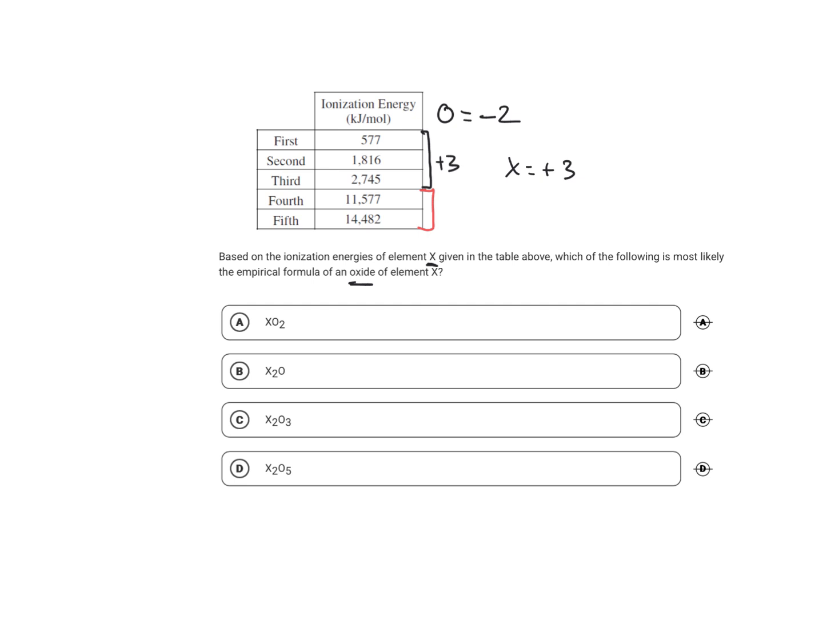If you have an oxide of -2 and X of +3, then in order to get a neutral compound, we're going to need X2 and O3. 3 oxygens, 3 times -2, that's -6. +3 times 2 is +6. That would equal 0, a neutral compound. So for this, our answer would be C.